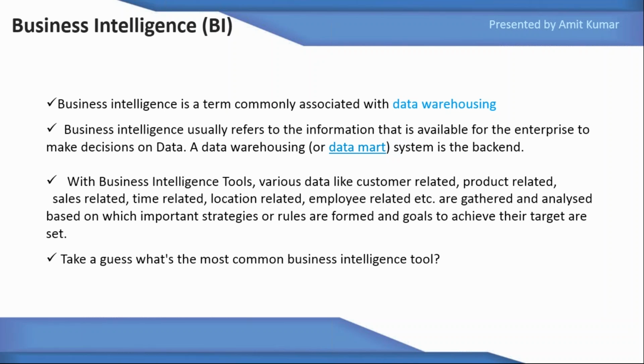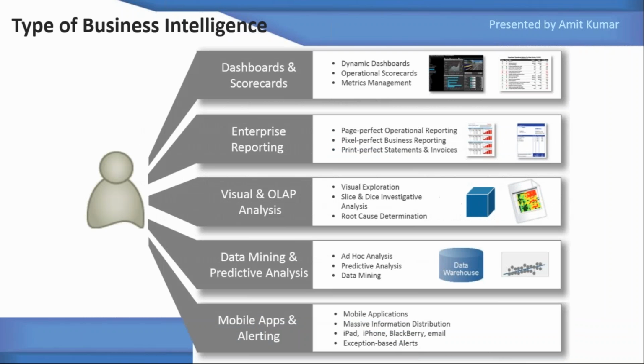So in order to pursue business intelligence, what tools have we been using, or what types of business intelligence do we have? Business intelligence can be a dashboard or scorecard, as you are seeing in the first section. It can be an enterprise report, maybe an Excel report, maybe a PDF. It can be OLAP analysis or visual analysis.